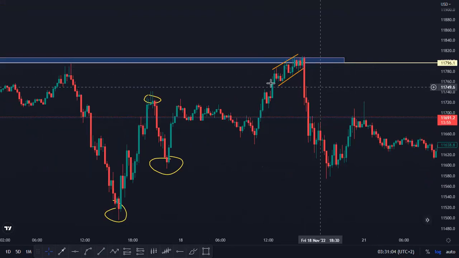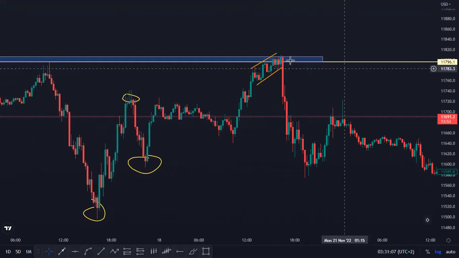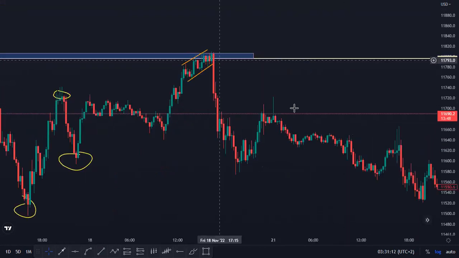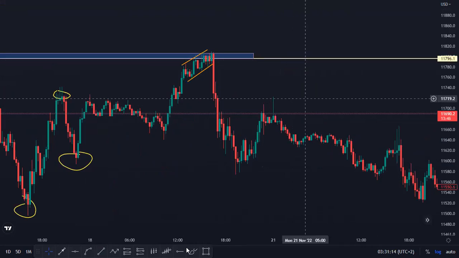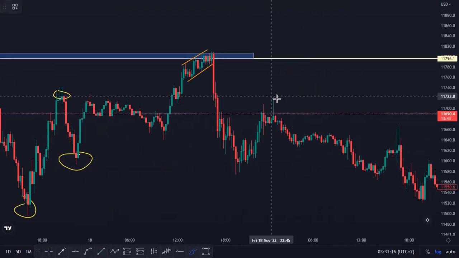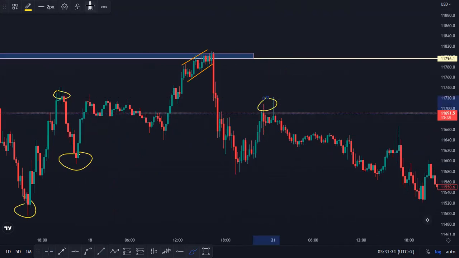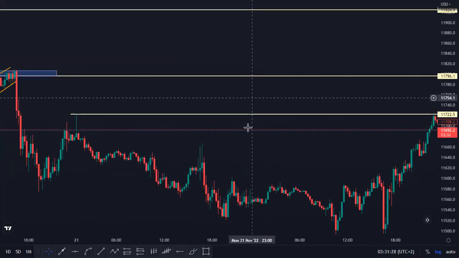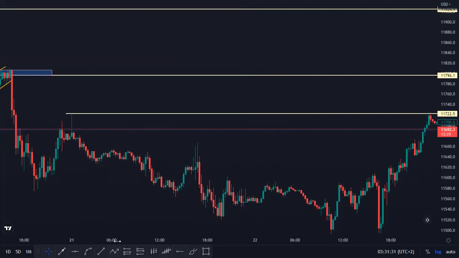We entered here. Then the market gave us a what? A lower high here. A beautiful lower high here. Then we highlight this lower high. Remember, the purpose of this video is to show you how to trade highs and lows.